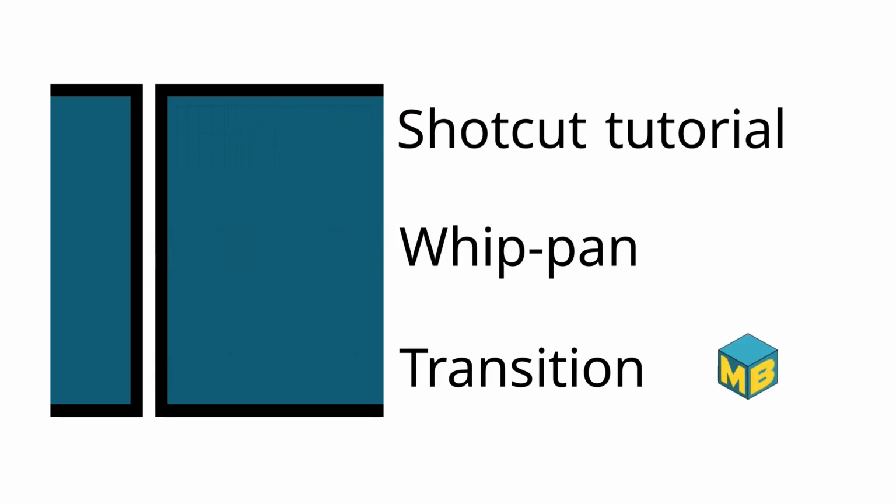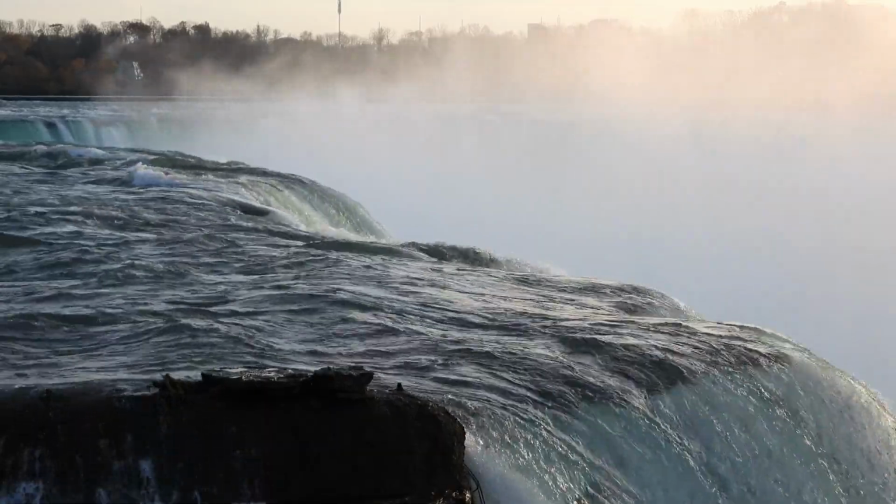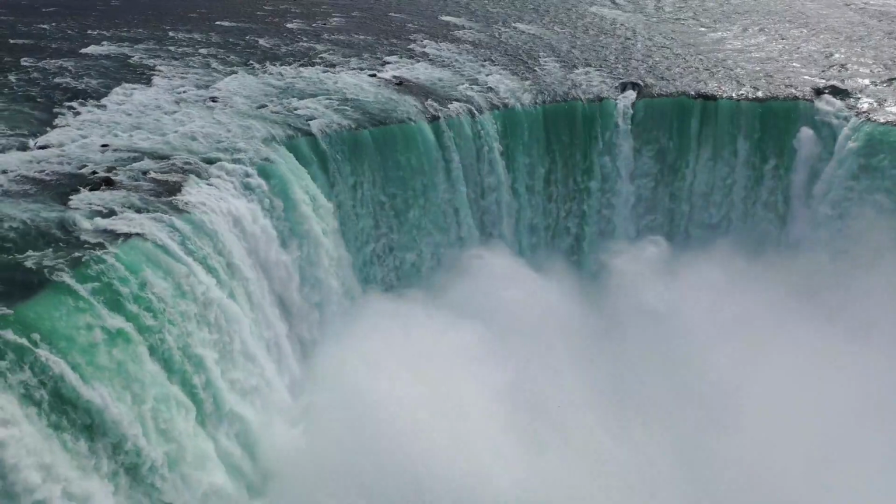Hello Shotcut users, and welcome to another tutorial. Today, I will show you how to create whip pan transitions, also known as motion blur transitions.